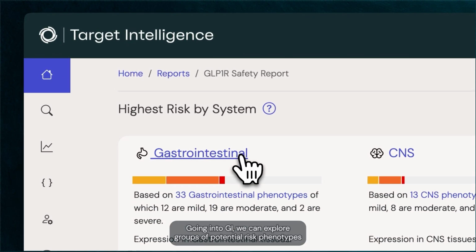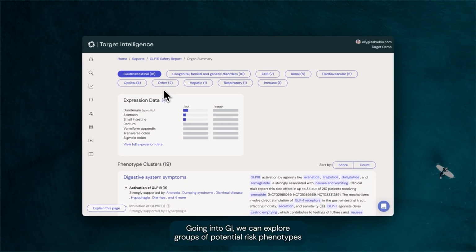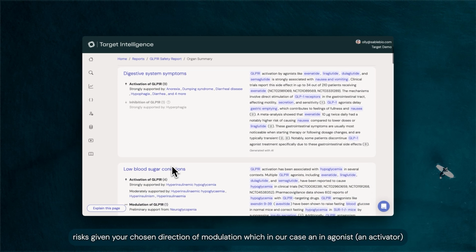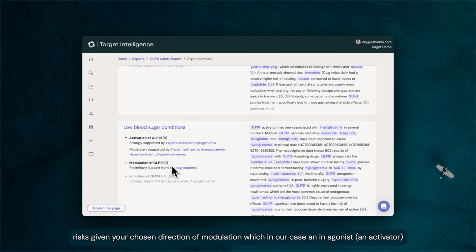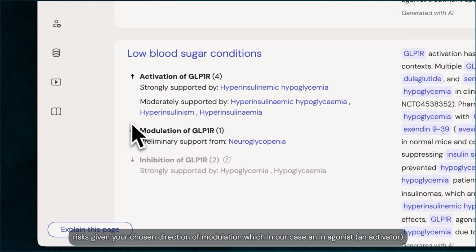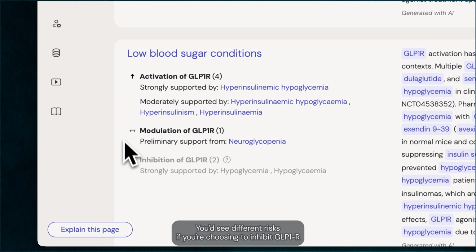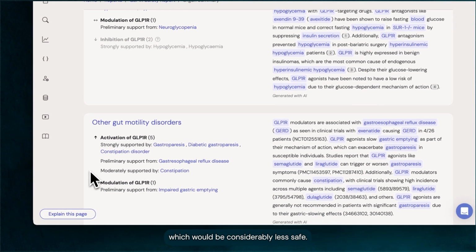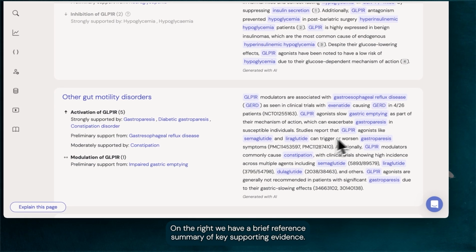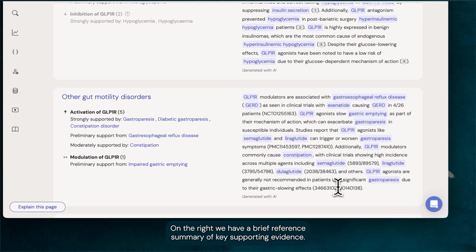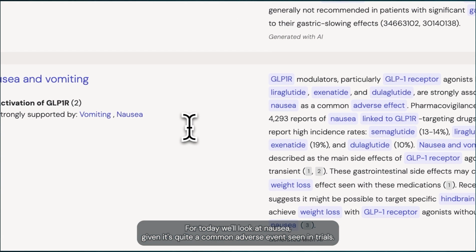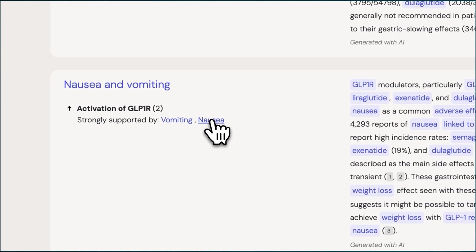Going into GI, we can explore groups of potential risk phenotypes. Within this view, you can see individual phenotypes considered to be potential risks given your chosen direction of modulation, which in our case is an agonist, an activation. You'd see different risks if you're choosing to inhibit GLP-1R, which would be considerably less safe. On the right, we have a brief reference summary of key supporting evidence. For today, we'll look at nausea, given it's quite a common adverse event seen in trials.